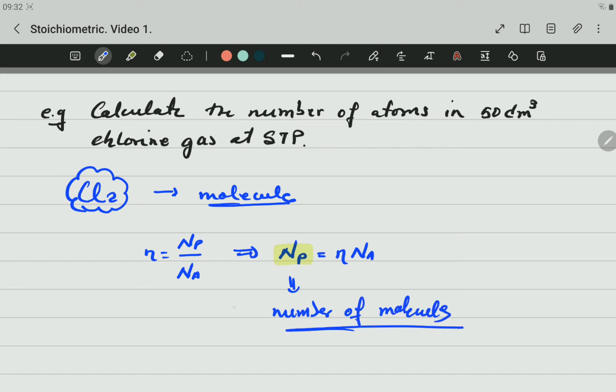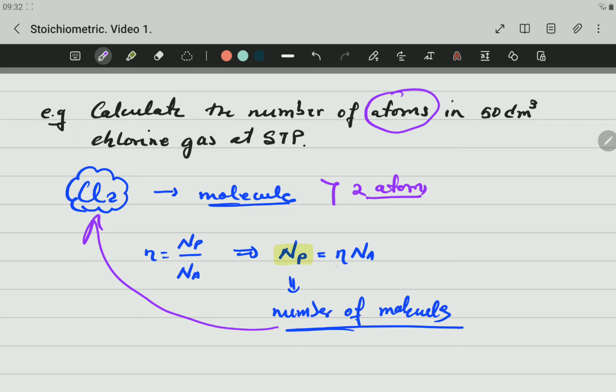molecules. Why molecules? Because we are dealing with molecules. So that is why from this formula, what we are going to get is the number of molecules, not atoms. Remember, they want atoms, but with this formula, we are not going to get the number of atoms. We are going to get the number of molecules first. Okay, now what you need to know, each molecule here will have 2 atoms. You have 2 atoms of chlorine.